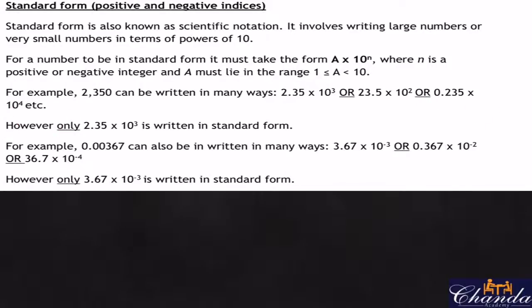However, out of the three options that I've given you, 2.35 is the only number that happens to fall within the 1 to 10 range. So, 2.35 times 10 to the power of 3 is the only one that's actually written in standard form.